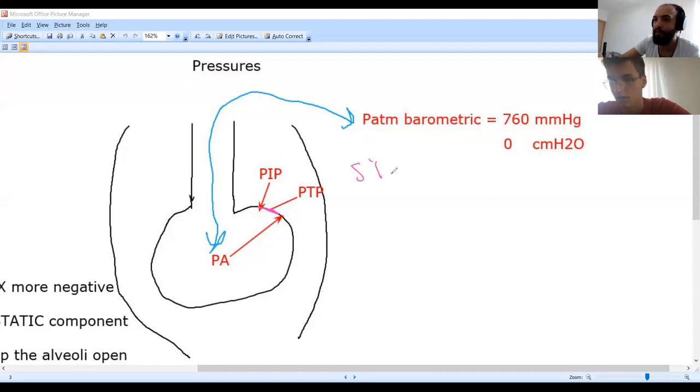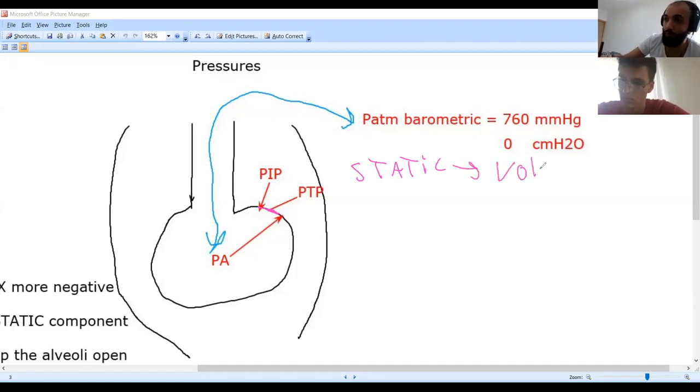That it's a static pressure. The meaning of static pressure is not that it never changes. It means that it does not determine the air flow. So it does not make air go out or air go in. You understand? So this is static. So what does it determine? It determines the volume. So the PTP talks about the volume.